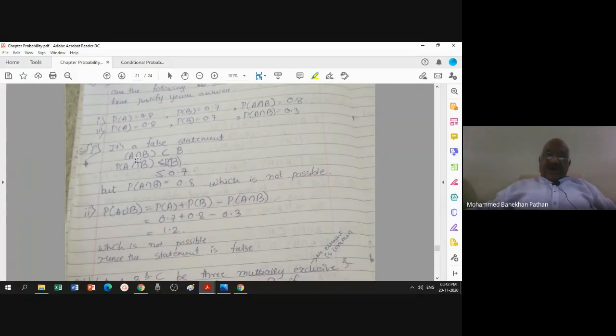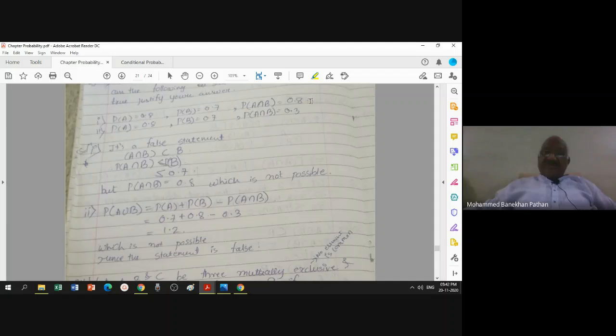You can justify that A intersection B is a subset of B. So, the probability of the intersection is less than the probability of B. What is the intersection? 0.8. Is 0.8 less than 0.7? Which it is not. We know the intersection is always smaller than the original. So the probability of the intersection should be smaller than the original.